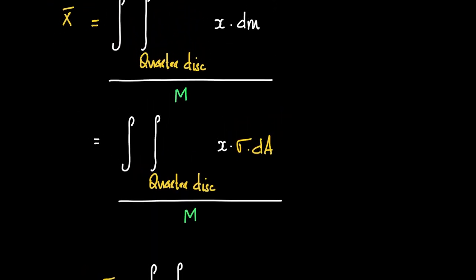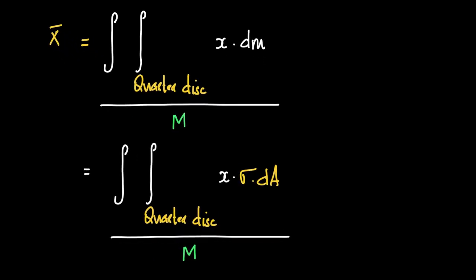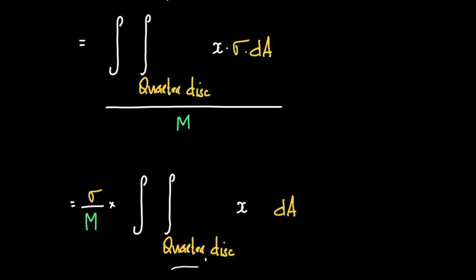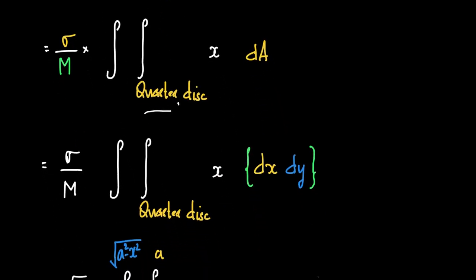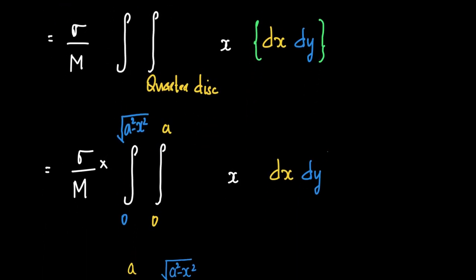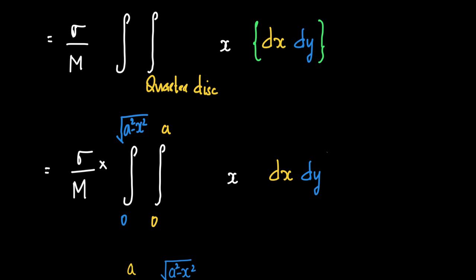Right, now the only thing I've done here is replace dm by sigma into dA. And then, since sigma is a constant and since m is a constant, I've taken sigma and m out of the integrand to put it as sigma by m into the double integral over the area of the quadrant of disk of x dA. What is dA? dA is dx into dy. Now the area of the quadrant of disk can be evaluated on the limits of dx and dy. How? The limits of dx vary from 0 to a, and dy varies from 0 to root of a square minus x square.